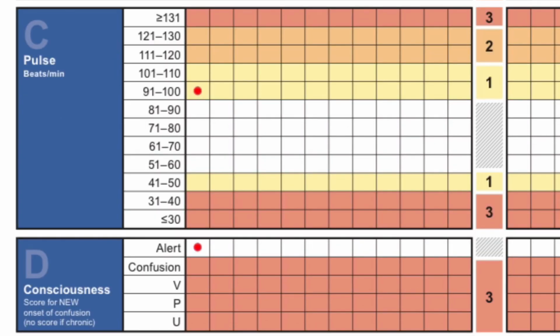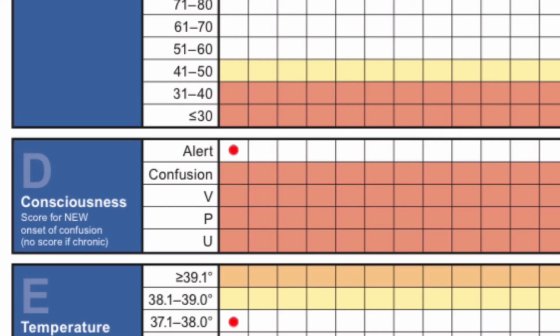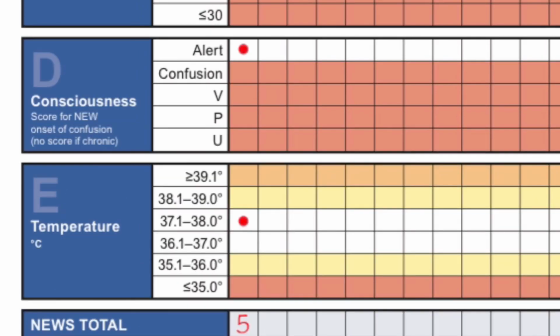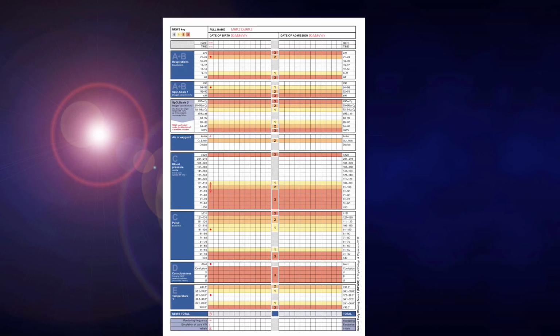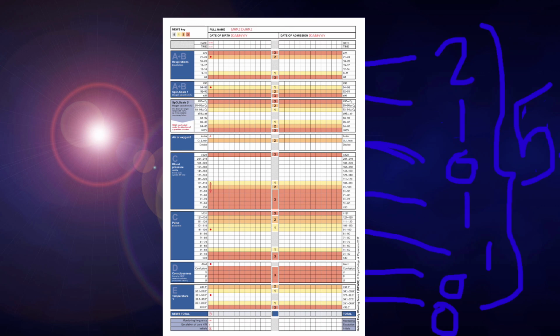Then pulse rate, you again put a dot. That is 91 to 100, a NEWS score of 1. Then we have to see consciousness, that is the D. For consciousness, put alert, just a dot mark. Then E is temperature. Temperature is 37.1 to 38, you put a dot mark, that is a NEWS of 0. So altogether we have to count the NEWS, which is a NEWS of 5.